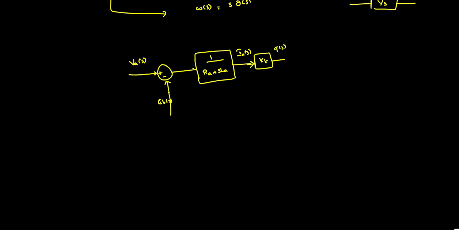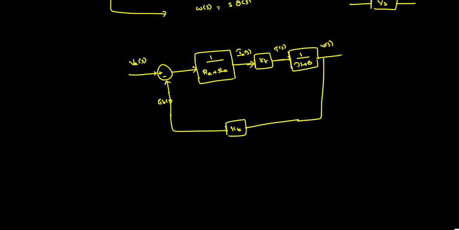So this is the arrow, this is how it is flowing. This T of S is multiplied by 1 by Js plus B, then you get omega of S. This omega of S has two things. Omega of S into KB is equal to EB of S, and the same omega of S, if you integrate with 1 by S, you will get theta of S. So this is one sort of transfer function that we are trying to put, that is the block diagram of an armature controlled DC motor.